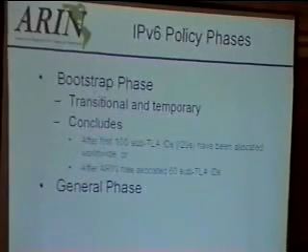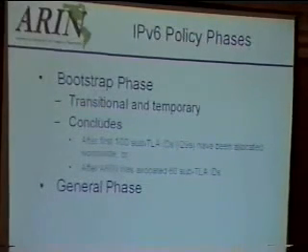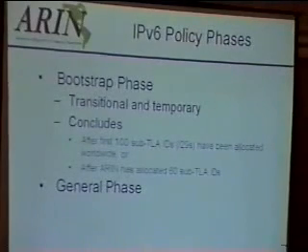Okay, now IPv6 policies. There are 2 phases to IPv6 policies, and these are global policies. So all 3 regional internet registries operate under the same policies here. The bootstrap phase is the phase that we're under right now. It's transitional and temporary, and it concludes after the first 100 sub-TLA IDs.